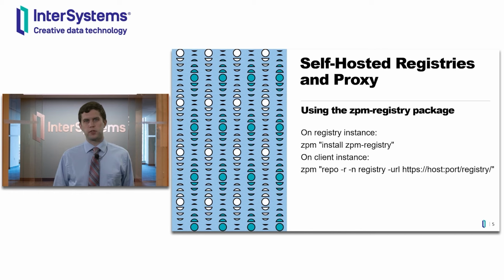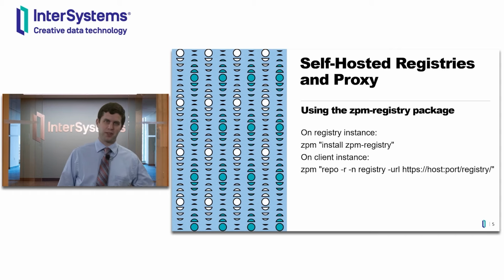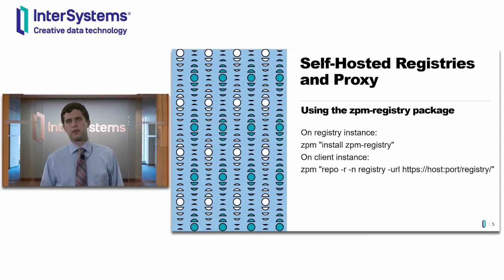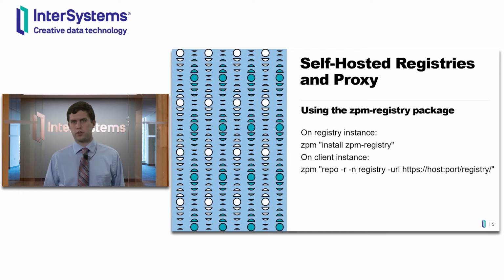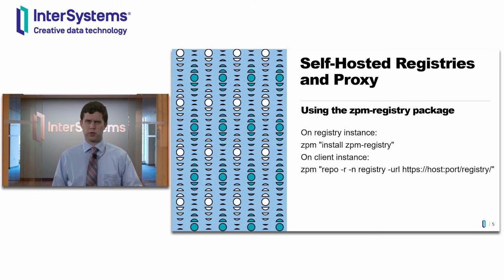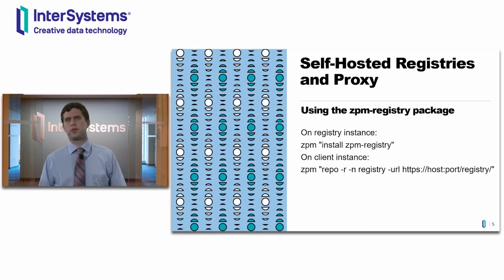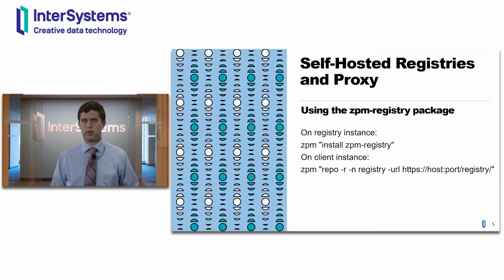So, jumping right in with self-hosted registries and the proxy feature. This is all using the ZPM registry package available on the main community registry. On the IRIS instance that you would like to act as your package registry, you just run zpm install zpm-registry. And there's a bit more configuration we'll get to, but that's how you start out. Then on any instance you would like to connect to that registry, you just set it up as the repo to use instead of the main community registry. And you can see the command for it there.